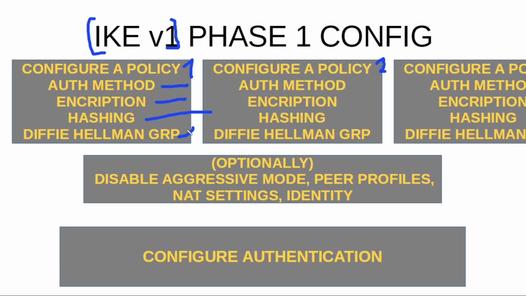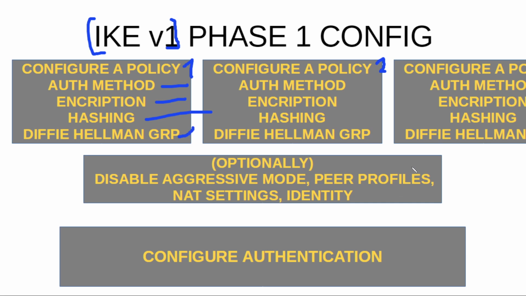You might wonder, why do you need more than one policy? You might need more than one policy if you have several types of remote peers that you want to establish IPSEC conversations with, and these remote peers happen to support different combinations of settings. So in those cases, you might need to have more than one policy. But if all your remote peers are of the same kind and they are configured the same with the same combination of settings, you might need only one policy.